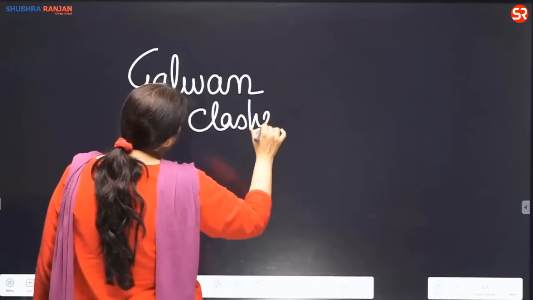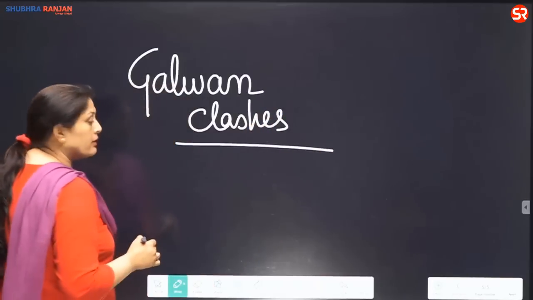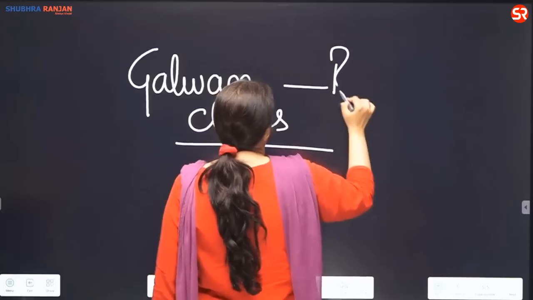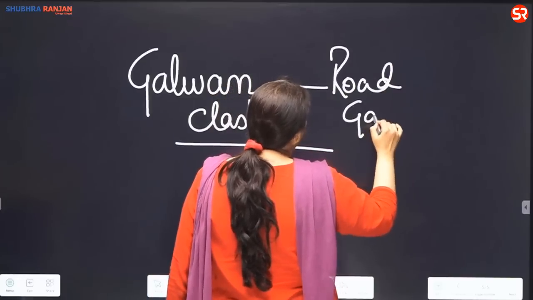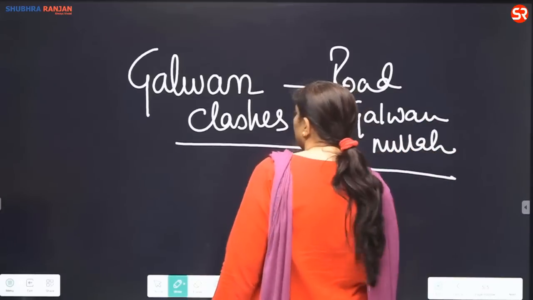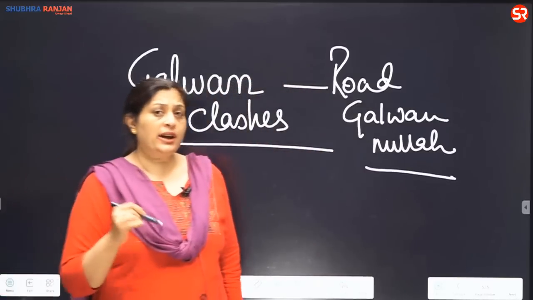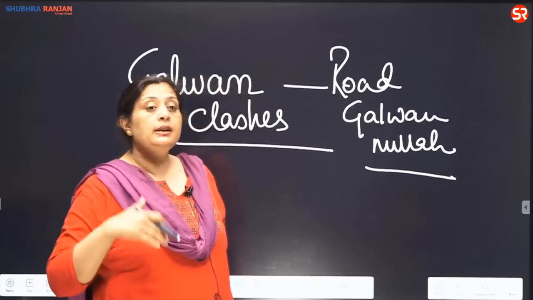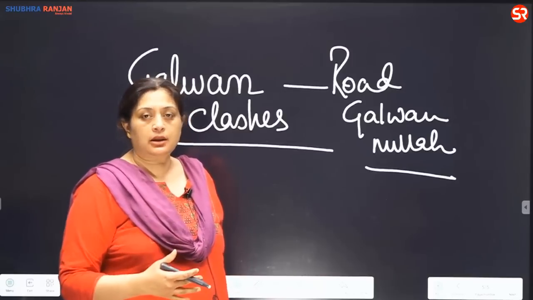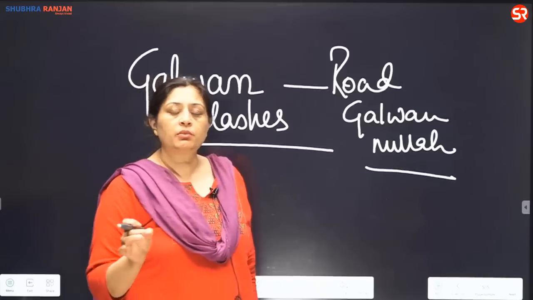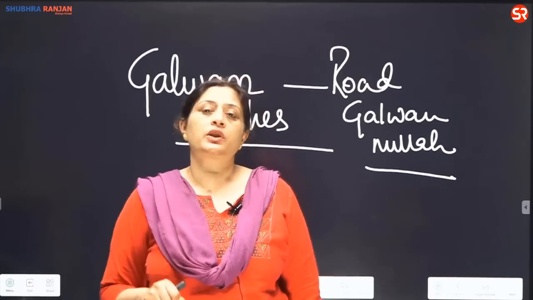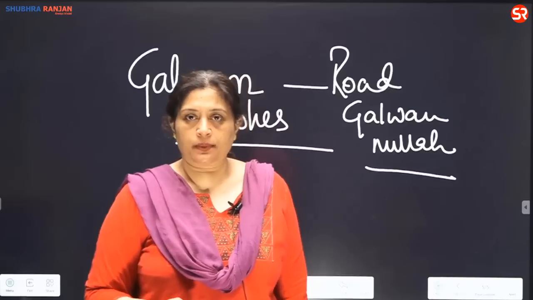Now, what is the immediate trigger for the Galwan clashes? The immediate trigger is the road, or basically the Galwan Nala, which is built by India, and it provides the closest point of access to the Indian forces in Aksai Chin. So the proximate cause: China opposed India's infrastructure building in the region. Okay.